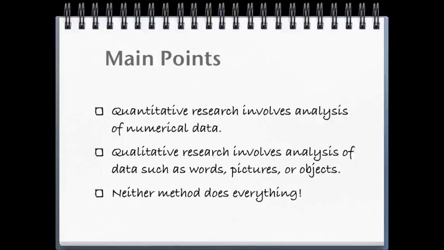Quantitative research involves analysis of numerical data. Things are quantified, numerical values are placed on them, and those numerical values are then analyzed using statistical processes. Qualitative research involves analysis of data such as words, pictures, or objects. We may be talking about conducting interviews. We may be talking about watching recordings on television. All sorts of different things that we might do with qualitative research.